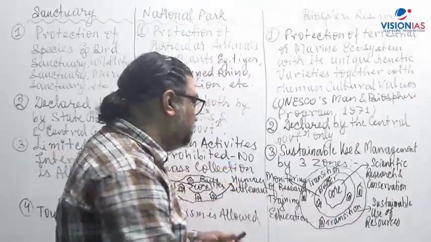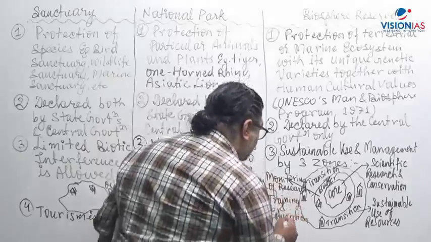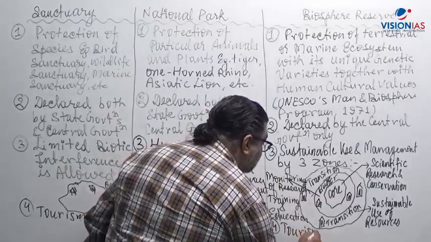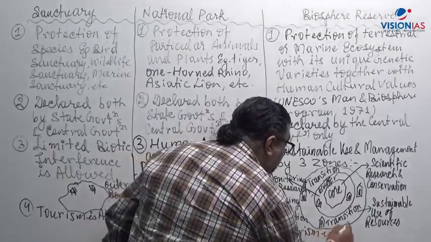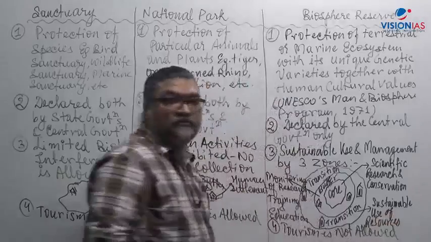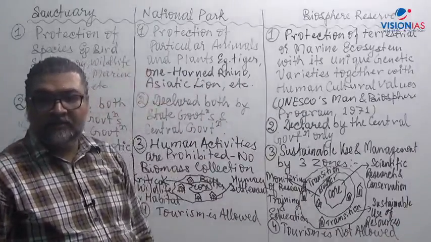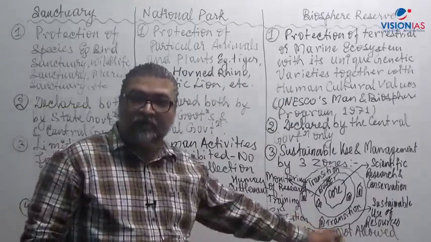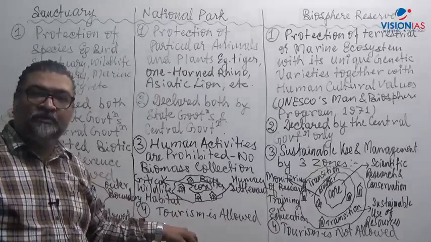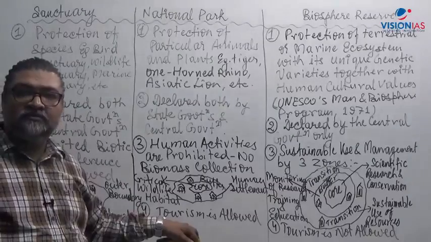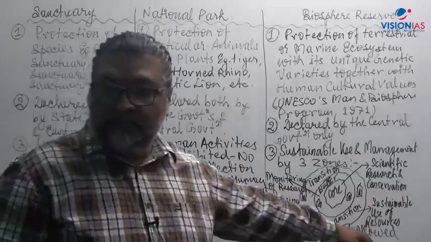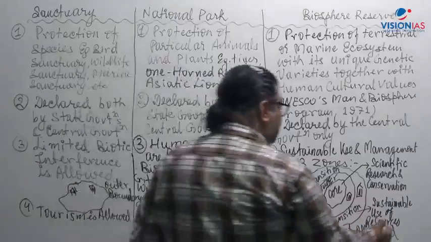Right? So here, tourism not allowed. So fourth point here, for those who cannot see, I'm reading it out also. Tourism is not allowed. You require permission by the central government. Right? And in the core area, tourism will not be allowed. But in national park, you have a safari and all, where tourism is allowed, but in a controlled manner. Right? So tourism is not allowed in the core zone. Outside it can happen.